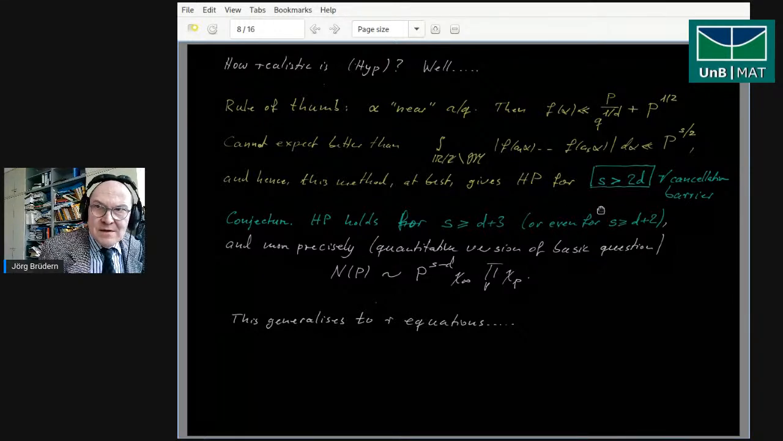But I stretch out my neck, even though we have the square root cancellation barrier, I expect that for a single equation, the Hasse principle holds as soon as S is at least as large as d plus 3 or even d plus 2. We can't expect to do better than d plus 2. Remember, when d is 3, this says S is greater or equal to 5 is a conjecture that the Hasse principle holds. For 4 variables, it was false. So I'm happier with this conjecture. And more precisely, not only the Hasse principle is true, also its analytic description should be okay.